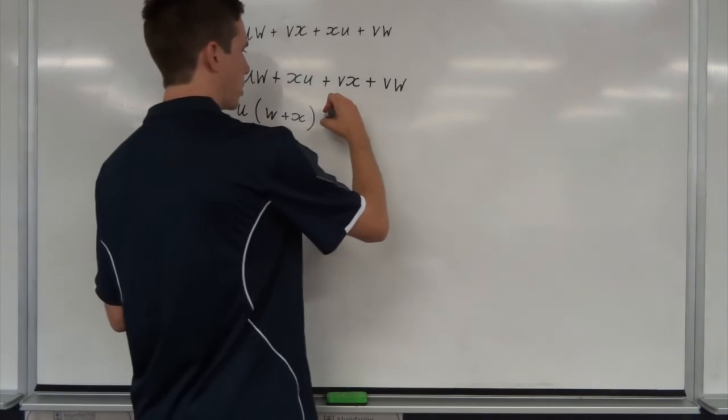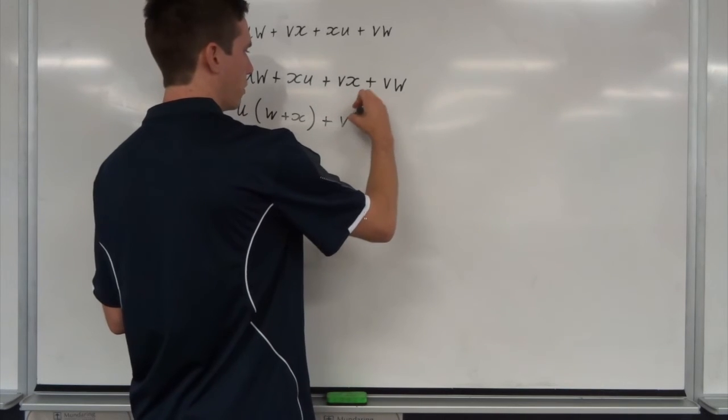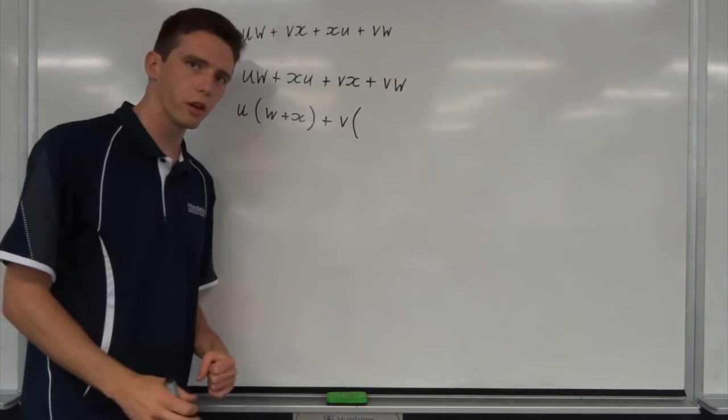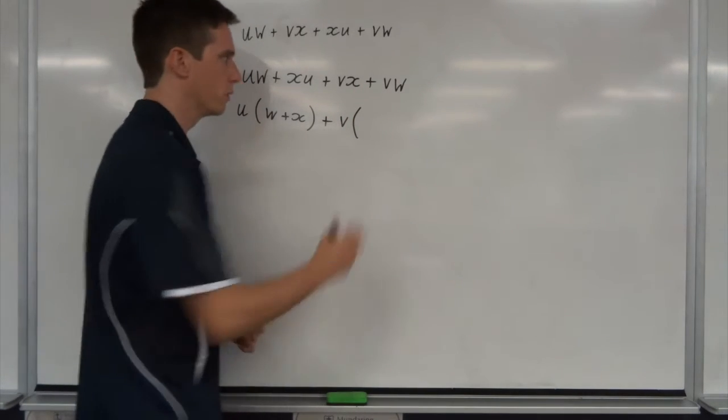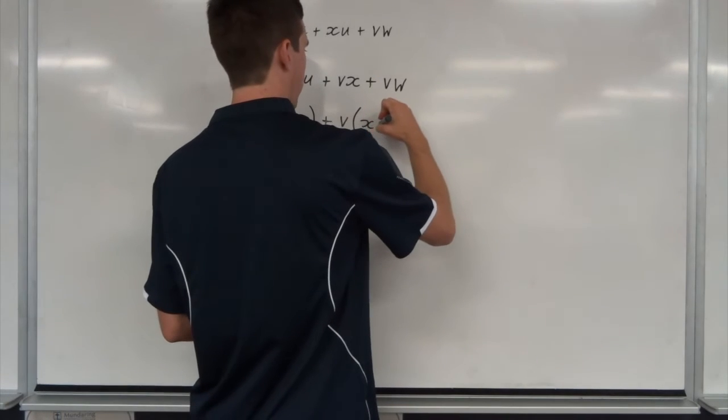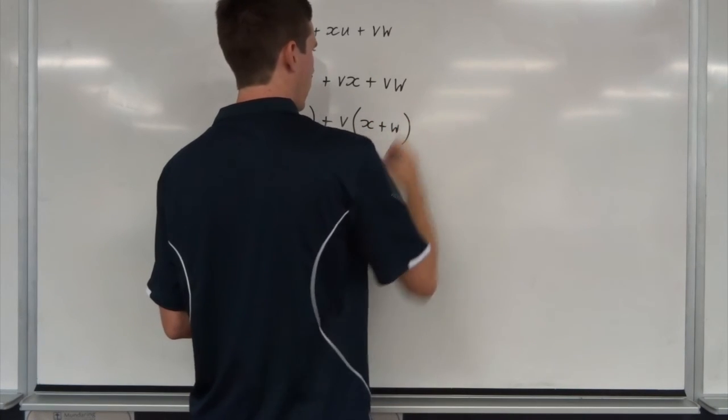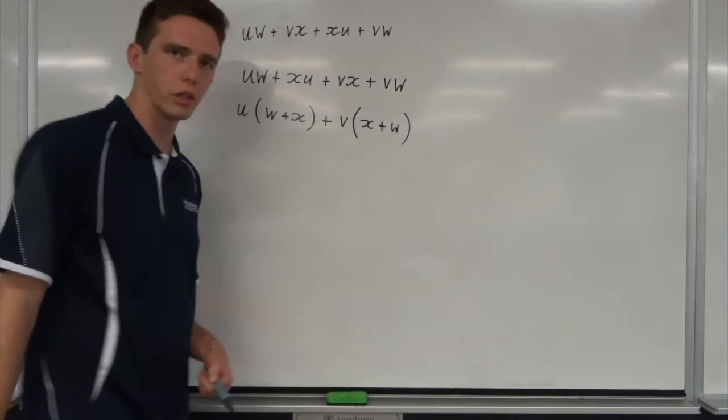The second one's very much the same. There's a V in both, so we take the V out the front, and then an X plus W, as you can see, is left behind, is the leftover of these two terms.